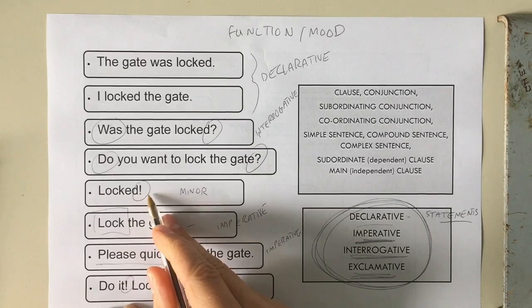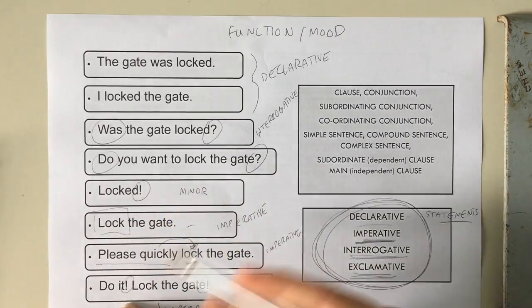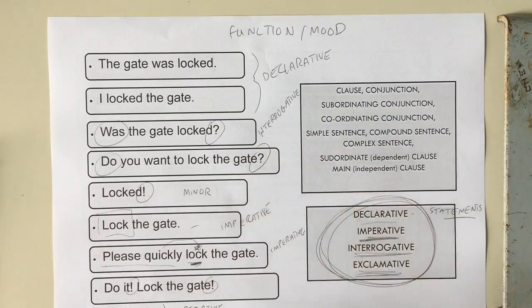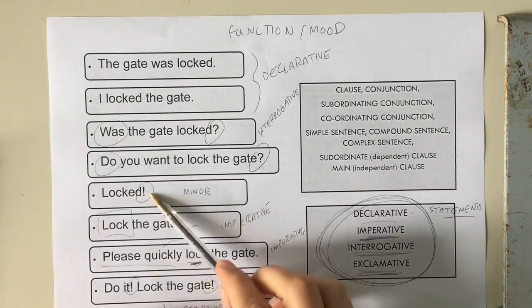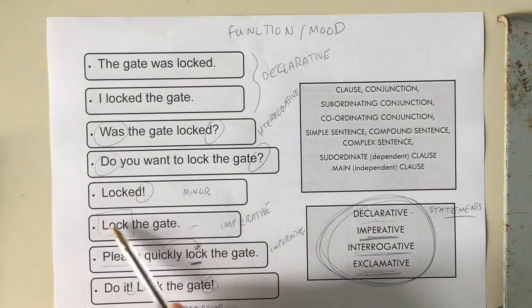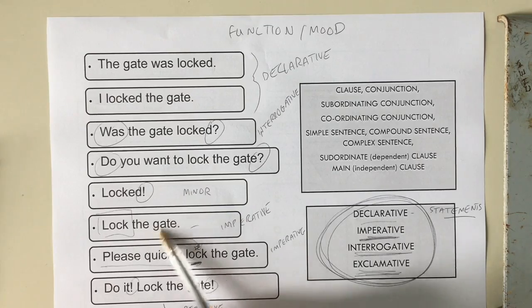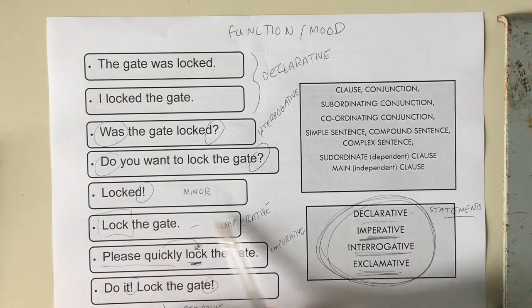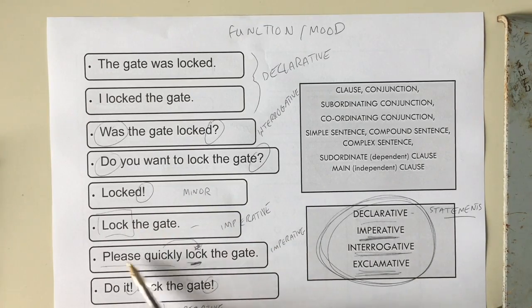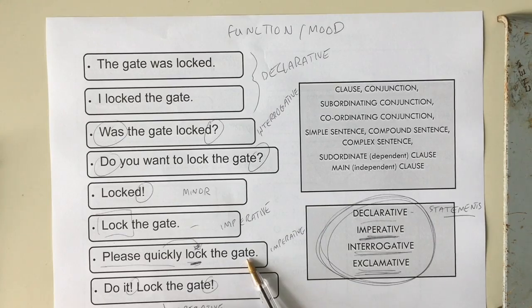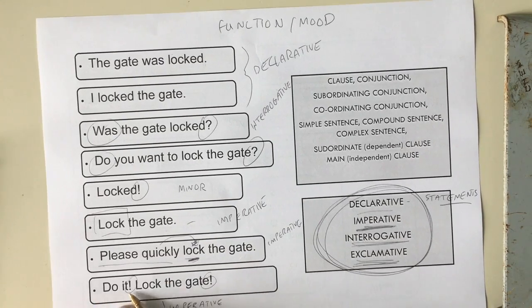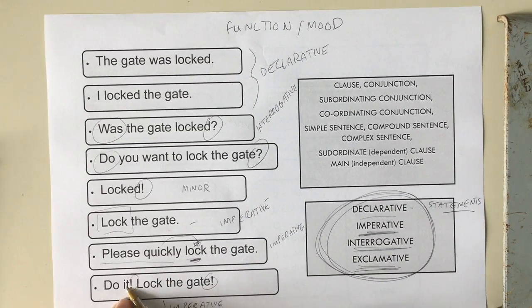It's not a full sentence. It's like one word, a word or a phrase or a subordinate clause. It couldn't stand on its own, and it's an exclamative, a minor exclamative. But lock the gate, there's your verb, there's your thing you're telling me to lock. So this is sort of the subject of what you're locking. So that's a simple imperative. Please quickly lock the gate, simple imperative, and then do it. Questionable, but I'd say that was a simple imperative, and lock the gate, simple imperative.